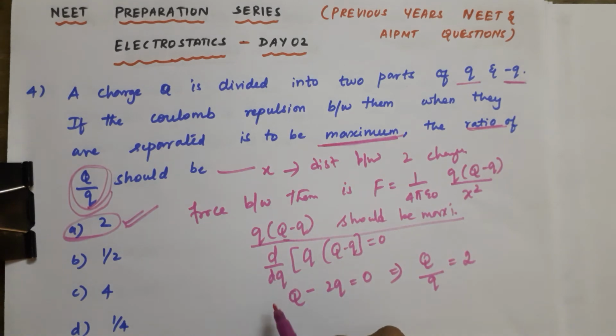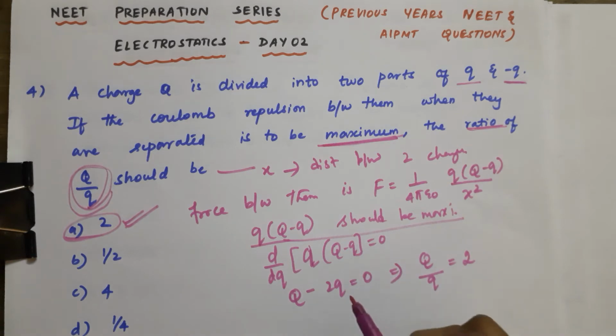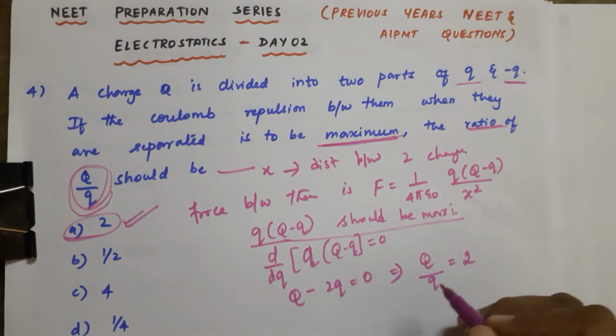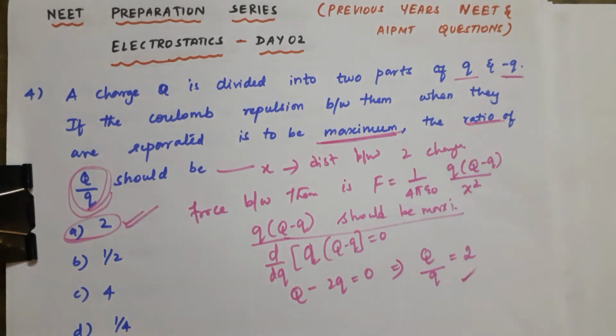So what about d by dq? d by dq of q into Q minus q is equal to 0. So Q minus 2q, when we substitute this, which is Q minus 2q is equal to 0, which gives Q by q is equal to 2. So this is the answer for this.